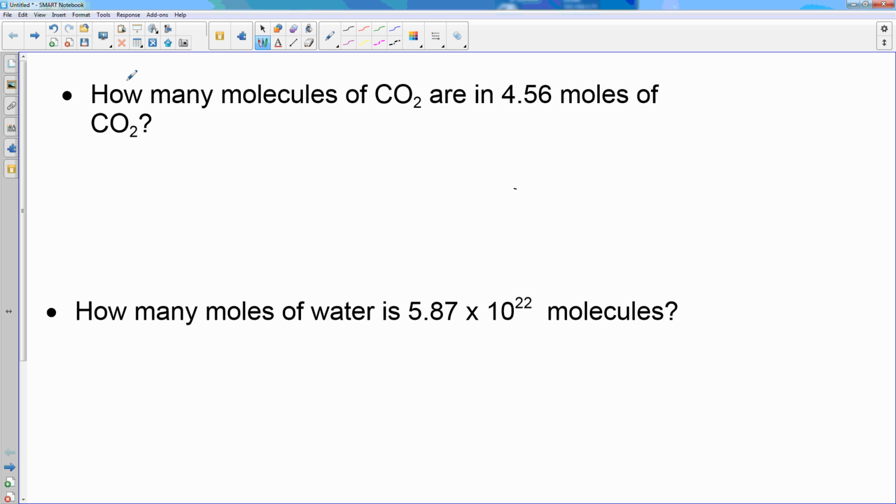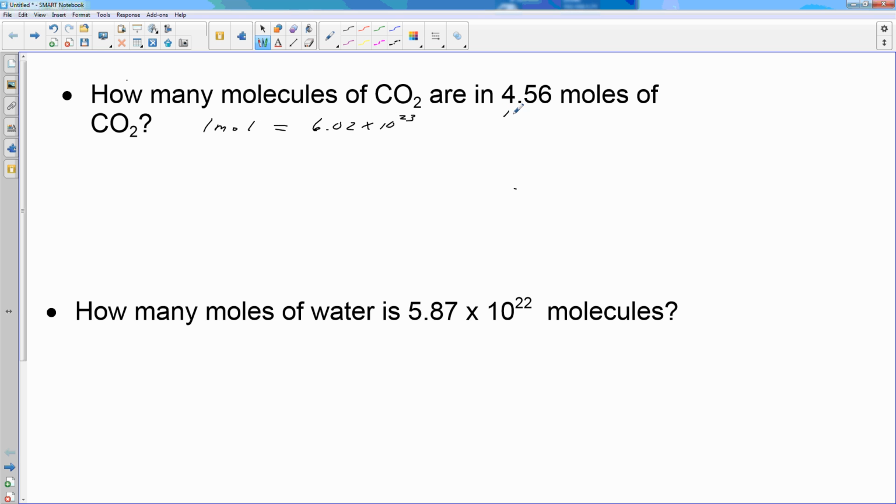Okay, so now what we're going to first do is set up our problem: how many molecules of carbon dioxide are in 4.56 moles of carbon dioxide. One thing that we should know already is that 1 mole of any substance is equal to 6.02 times 10 to the 23rd. And so we can set up conversion factors based off of this equivalent statement.